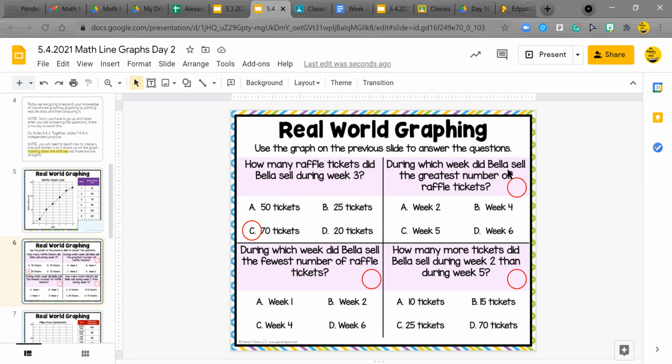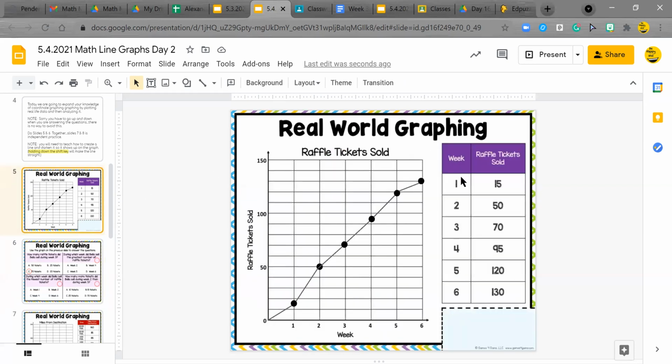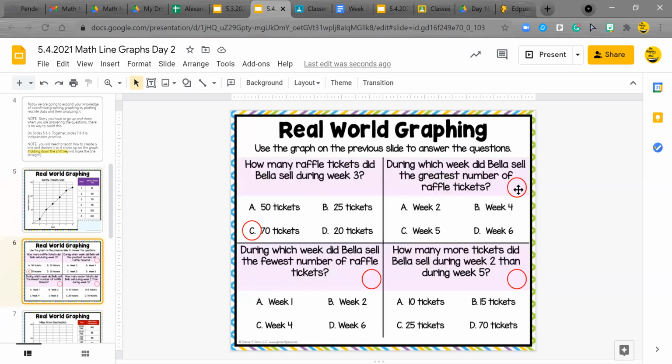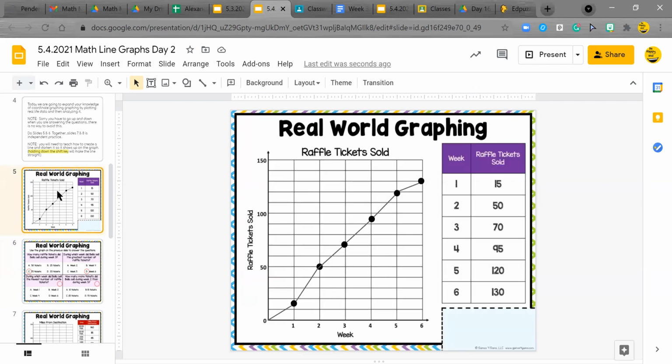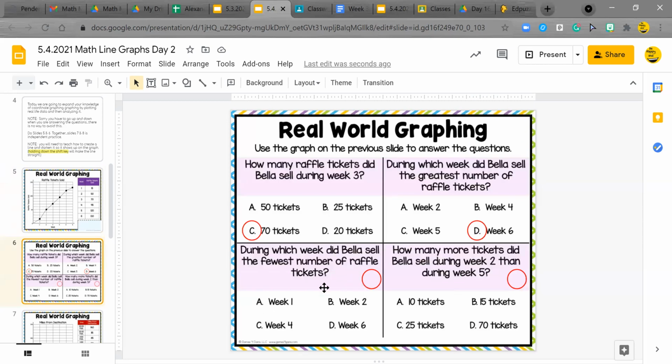So during which week did Bella sell the greatest number of raffle tickets? So I'm going to go over here, find the greatest amount, and see that it's week 6. So here I'm going to take it and I'm going to bring it right down to week 6. Great job. During which week did Bella sell the fewest number of raffle tickets? Do you guys remember what week? Yes, great job. It is week 1. So I'm going to put it right there, week 1.